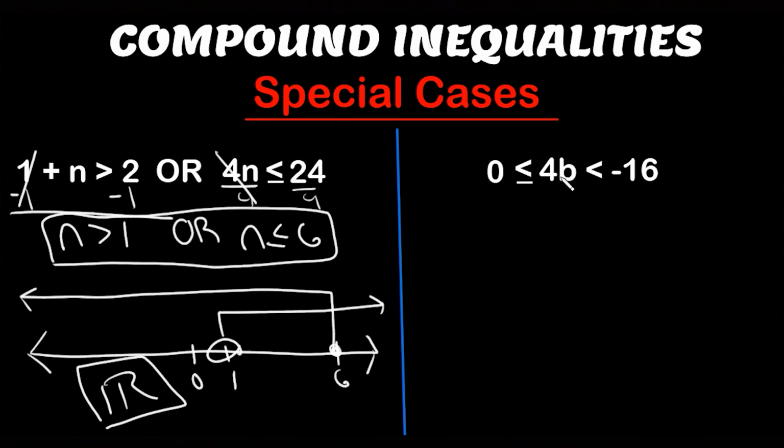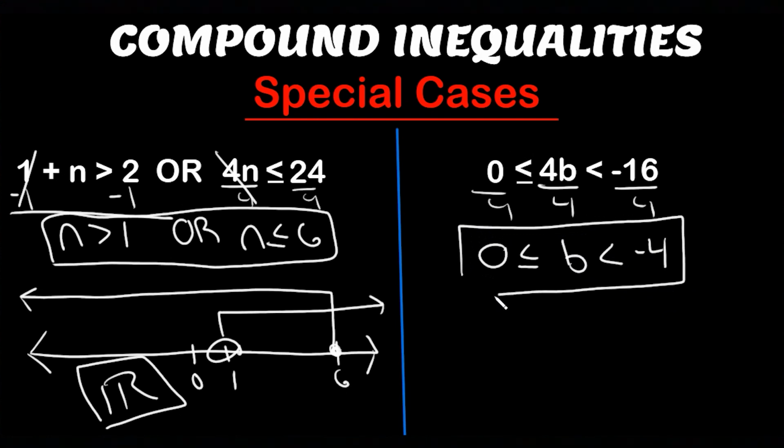So when you're dealing with and, first we have to solve it. So again, I have two inequality signs. I know I'm dealing with and. So my first step, get rid of that 4. I have 4 times b. That means I have to divide all sides by 4. So I'm going to divide by 4 here, here, and here. So 0 divided by 4 is 0. Less than or equal to b, less than negative 4. Okay? Now we have to graph it. So here's my statement. Go ahead and box that in.